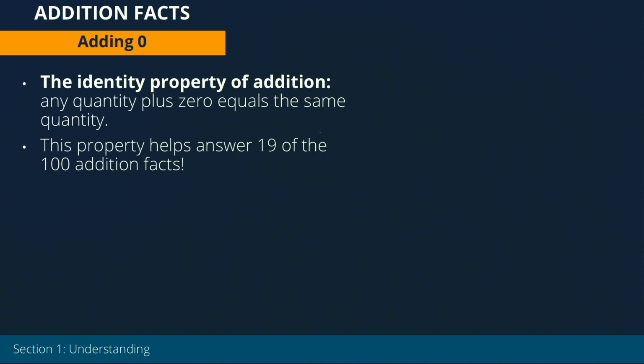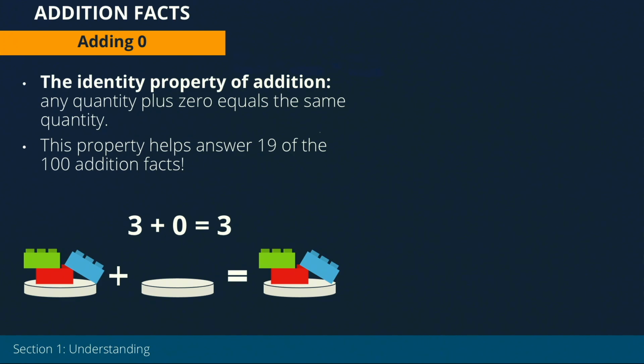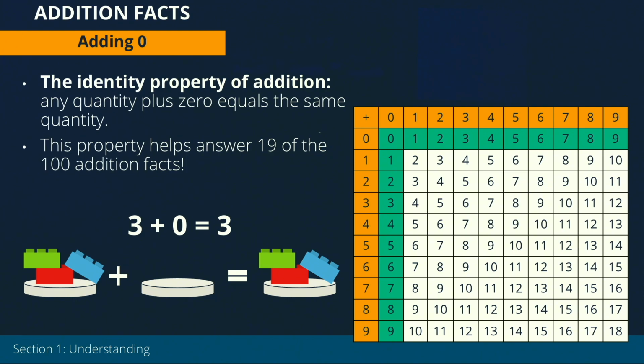Then students can think about, well, what does it mean to add 0? This is the identity property of addition. You may name it, you might not. But here, if I think about what happens when I add 0 or when I have 0 plus a number, that actually answers 19 of the 100 addition facts. So I could do activities like this where I have 3 and I add 0, so I still have 3. And that would answer these 19 addition facts that you see on the addition table.